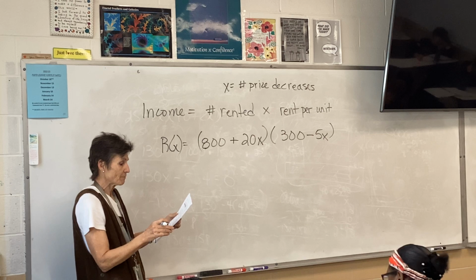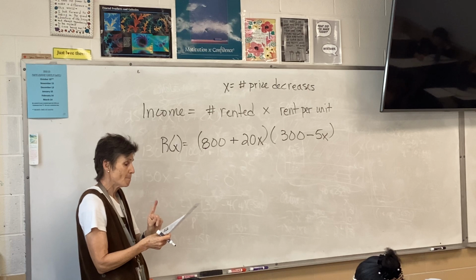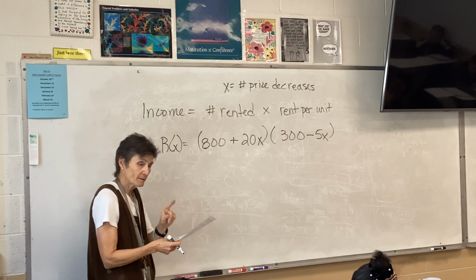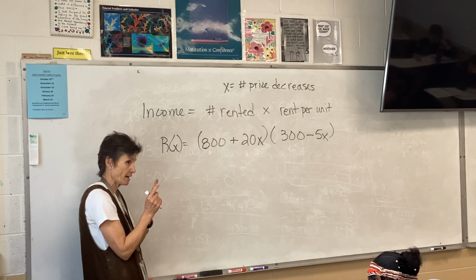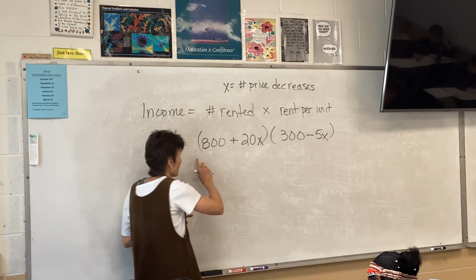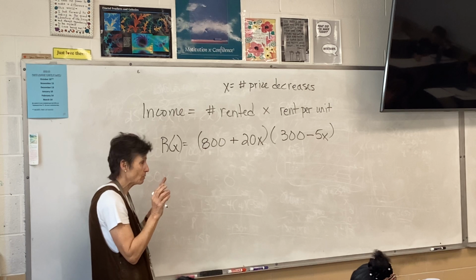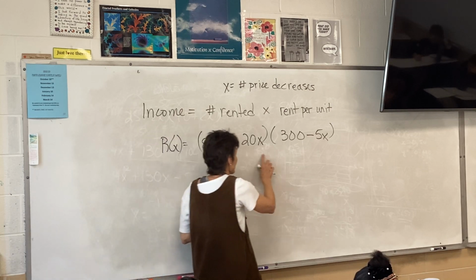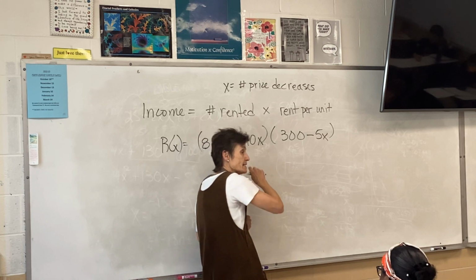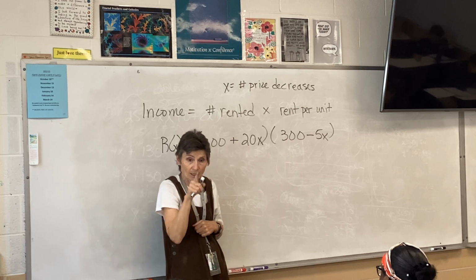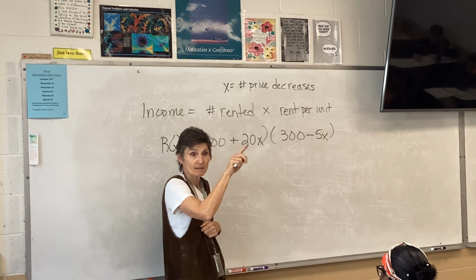Skip B, we're not going to graph this. We're going to do C. What rent will yield the maximum monthly income? So you see that word maximum, you immediately think vertex. I want you to think about this equation. If you multiplied it out, FOILed it all out, do you see that this would be a negative 100x squared? And a negative x squared means a parabola opening down. And so the vertex is going to be the maximum.